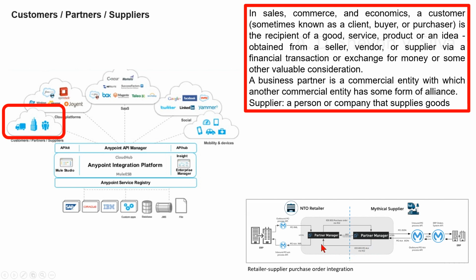At the NTO retailer, translate the inbound EDI 855 transaction to the enterprise PO XML message structure and send to the process API, updating the status of the purchase order in the backend.